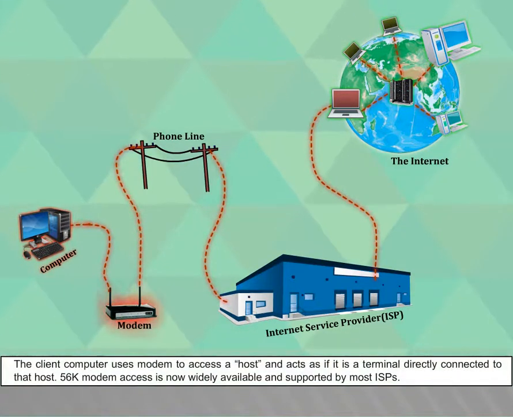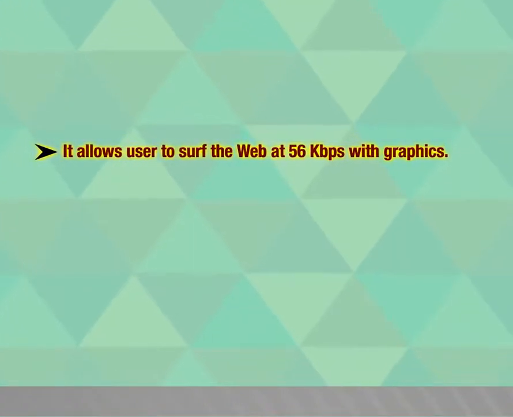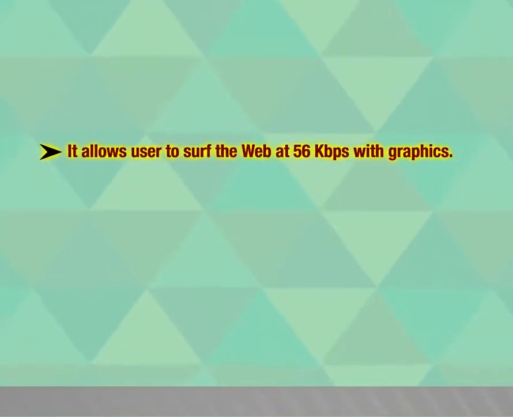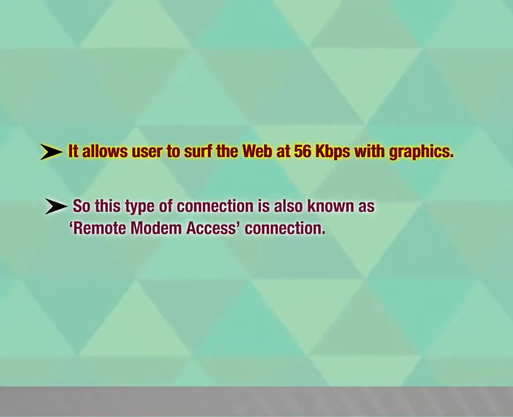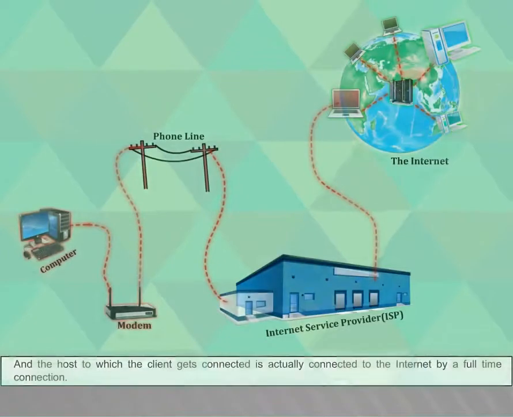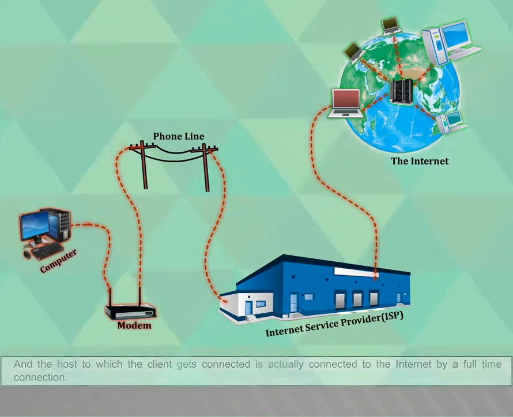The client computer uses a modem to access a host and acts as if it is a terminal directly connected to that host. 56K modem access is now widely available and supported by most ISPs. It allows the user to surf the web at 56 kbps with graphics. So, this type of connection is known as remote modem access connection. And the host to which the client gets connected is actually connected to the internet by a full-time connection.